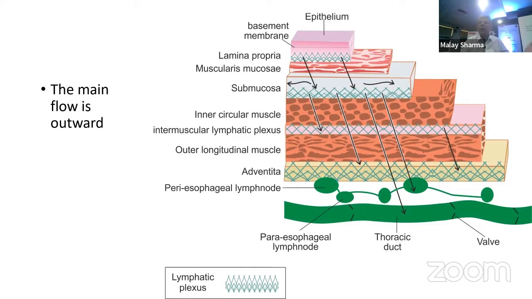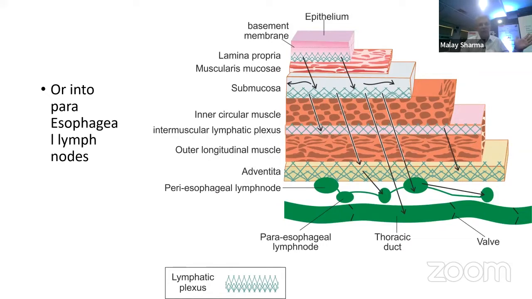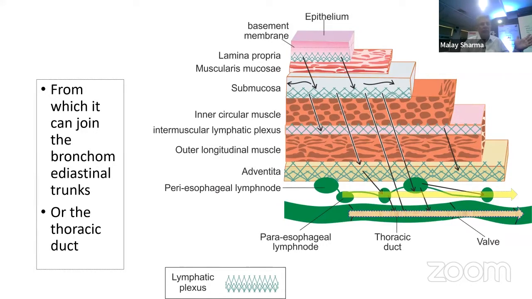But the main flow, whatever happens, is outward towards the thoracic duct or into paraesophageal nodes, from which it can join the bronchomediastinal trunks or the thoracic trunk. So there is a new term, bronchomediastinal trunks: the thoracic duct or the bronchomediastinal trunks.